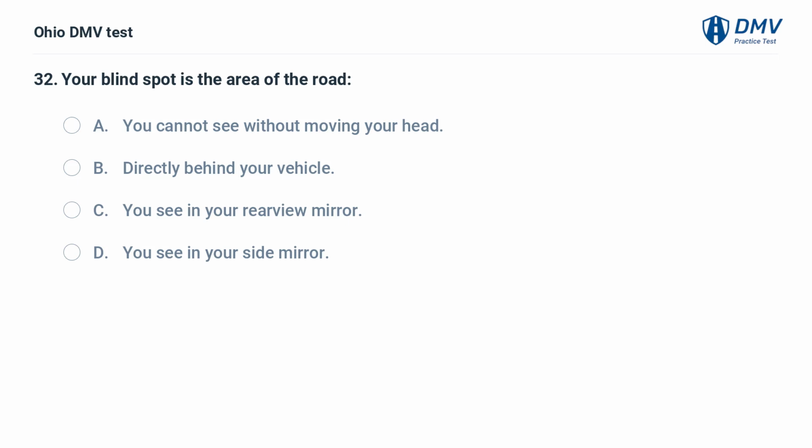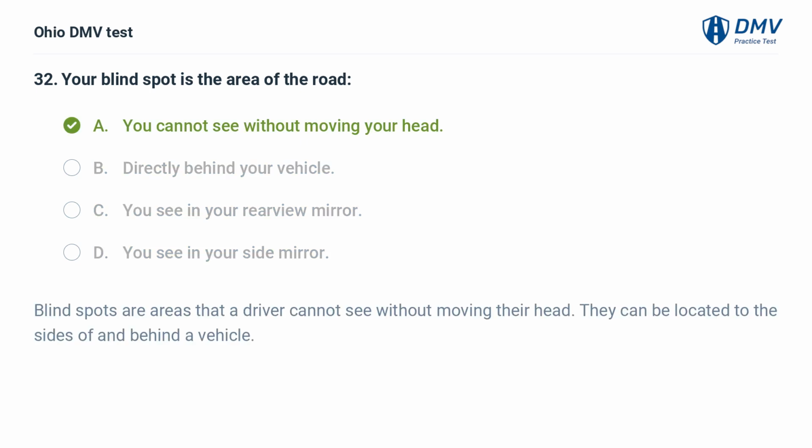Your blind spot is the area of the road. A. You cannot see without moving your head. B. Directly behind your vehicle. C. You see in your rear view mirror. D. You see in your side mirror.